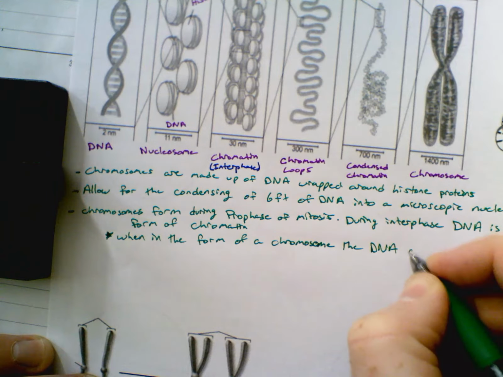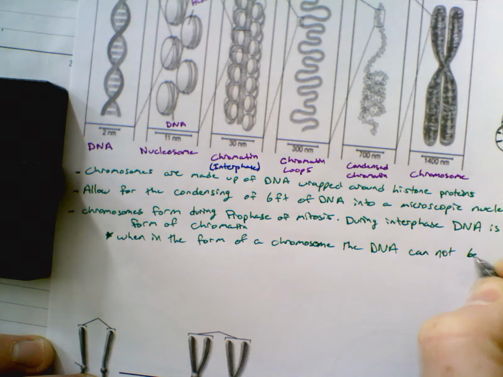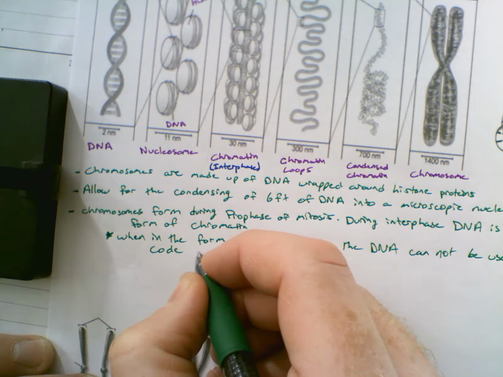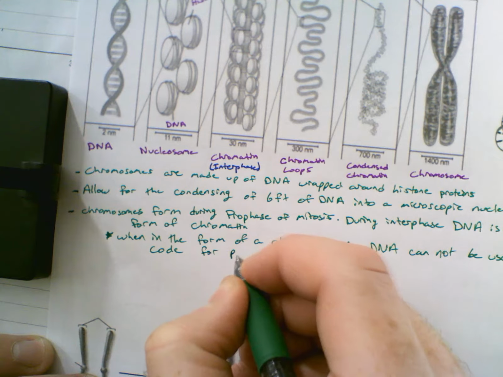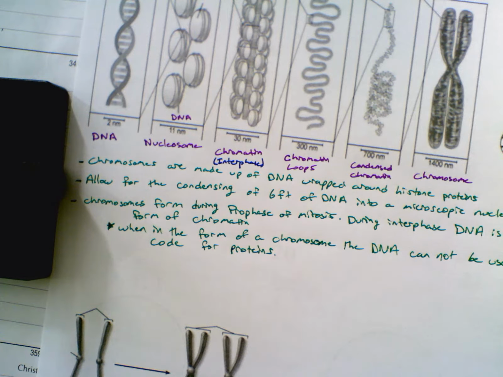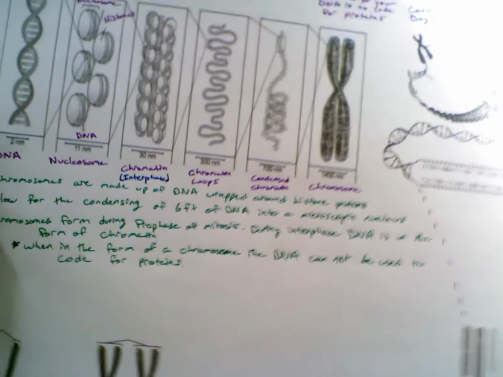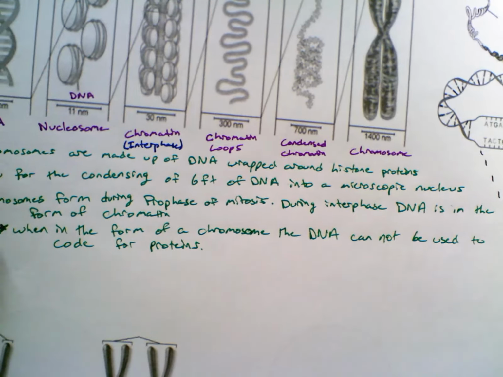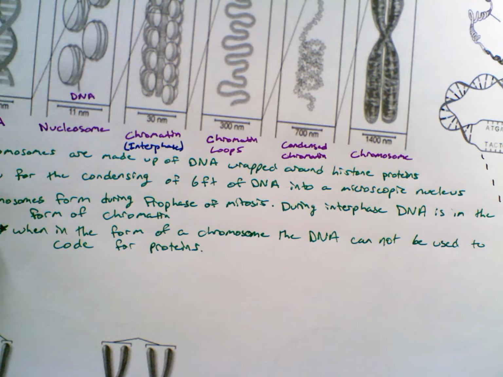DNA cannot be used to code for proteins. Okay, so think about what that means. So after prophase, can any more proteins be made within that cell? No, they can't. So that means during interphase, the cell has to prepare. Sorry, it kind of spreads out over a big space. The cell has to prepare for the actual division of that cell by producing all of the things that the cell is going to need to divide.